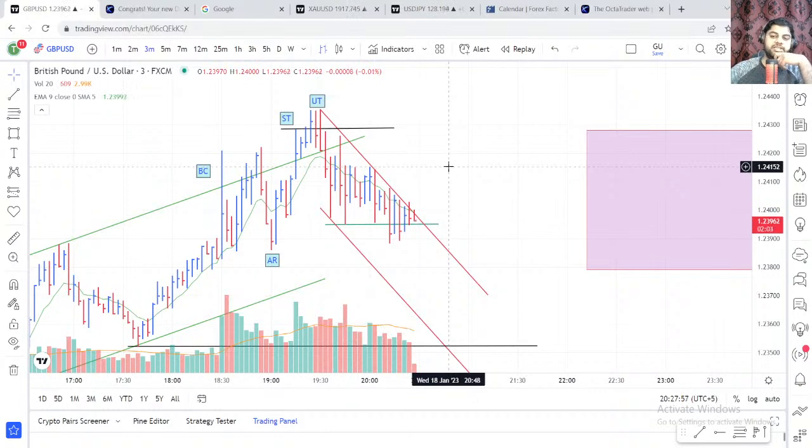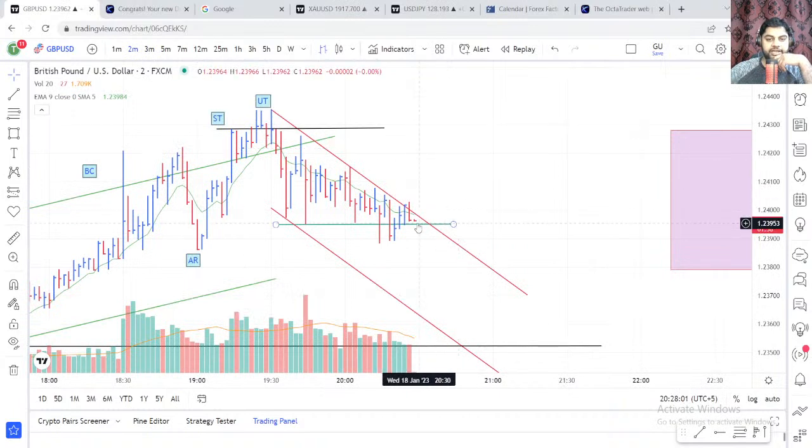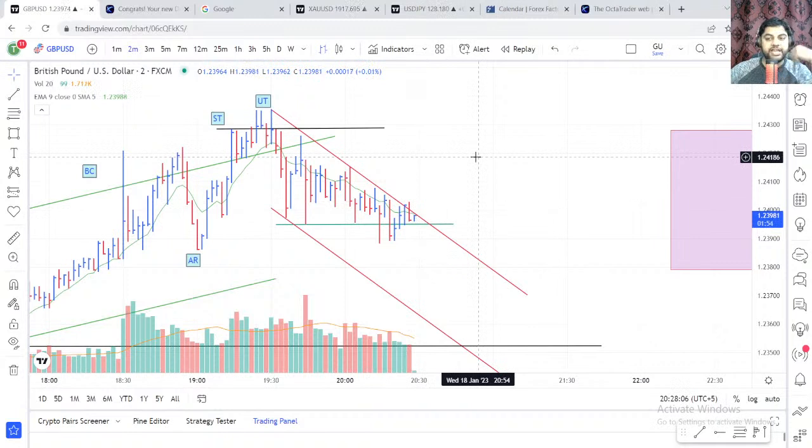Okay guys, I think the market is unable to go up, so I will go down to the 2-minute time frame, and there you have it. Failing to go up, failing to break the trend channel.